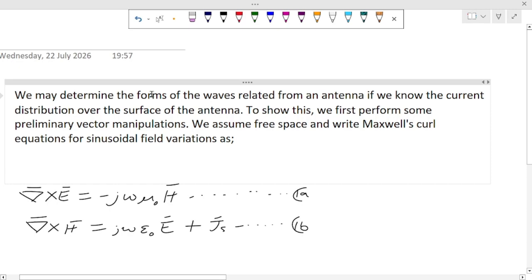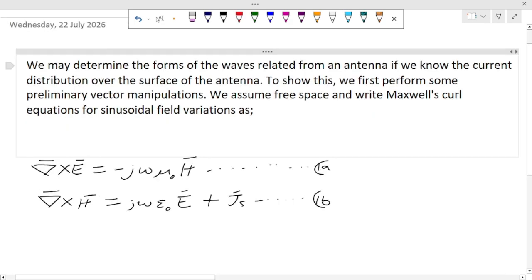Let me read that one more time. We may determine the forms of waves radiated from an antenna if we know the current distribution over the surface of the antenna. I hope that's clear. Pause the video, take it back if you have to. Leave questions in the comment section. So you get this thing.